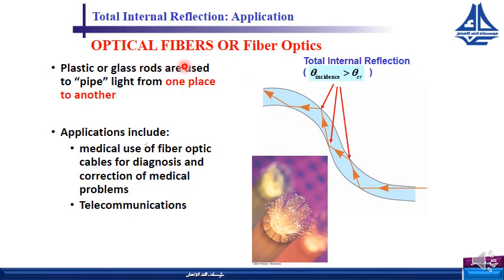Using total internal reflection in our daily life, we can use it in optical fibers or fiber optics, which are used in medicine or in telecommunications. Know that when light is trapped between two media with different indices, light will cross in the medium and will be trapped in it.